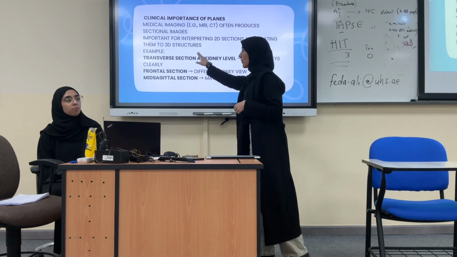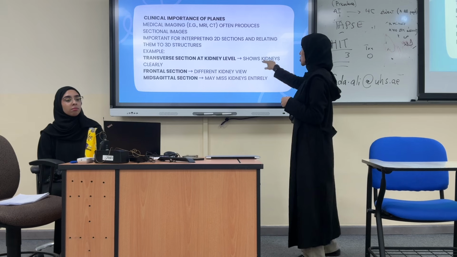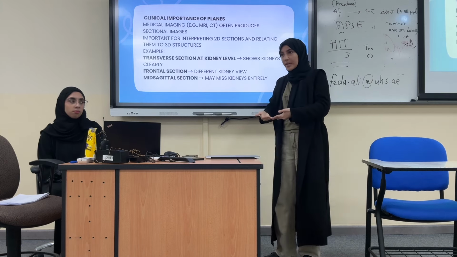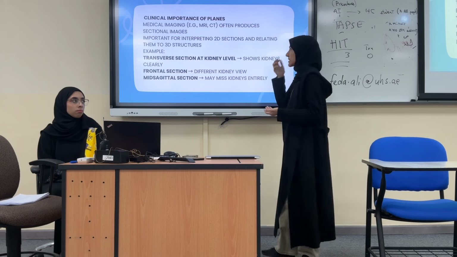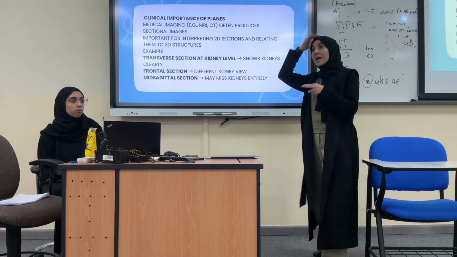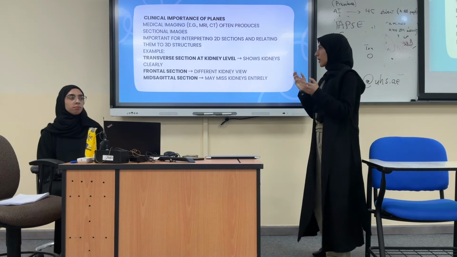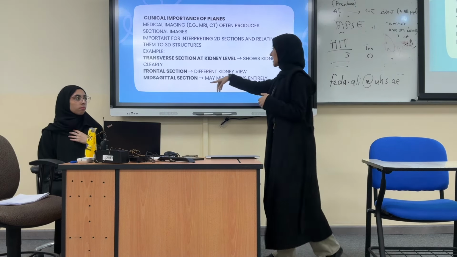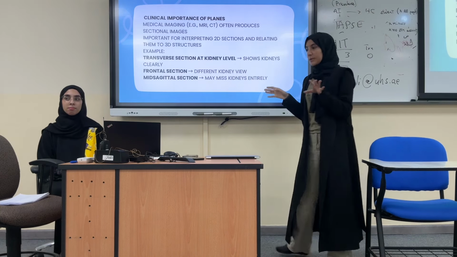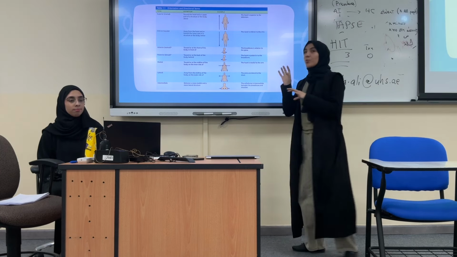Transverse section, also memorize these as well. These are really important. Transverse section at kidney level shows kidneys clearly. If you cut it from the kidney level, it will show you the kidney, but if you cut from here, for example, you can't see it. Frontal section, it will give you a different kidney view. So you will still see a kidney, it's just a different part of it. Mid-sagittal section may miss kidneys entirely. Okay. Next. So these are also really important.